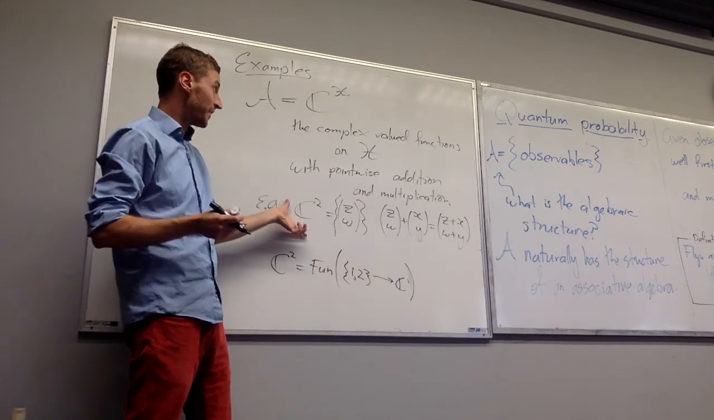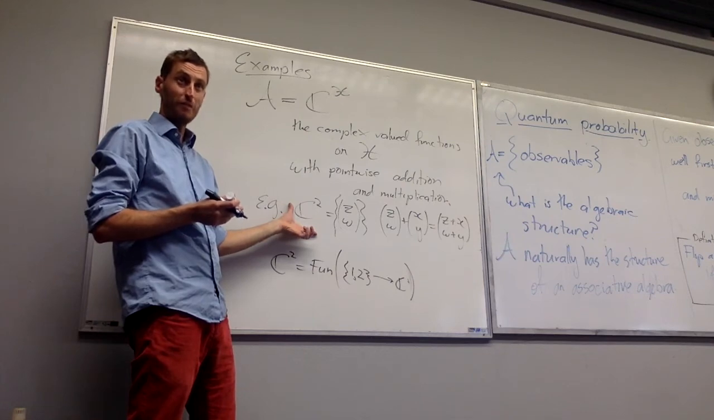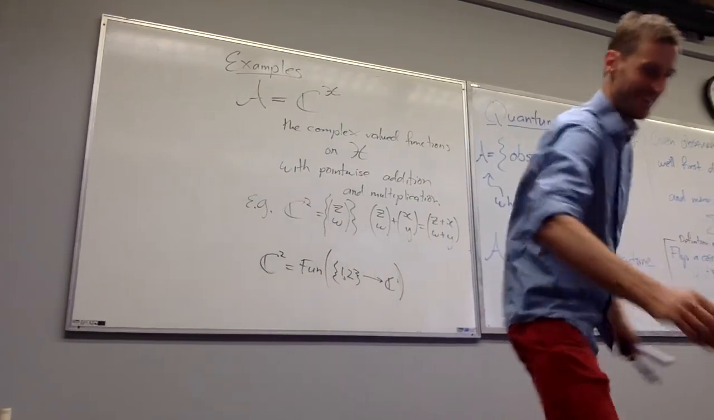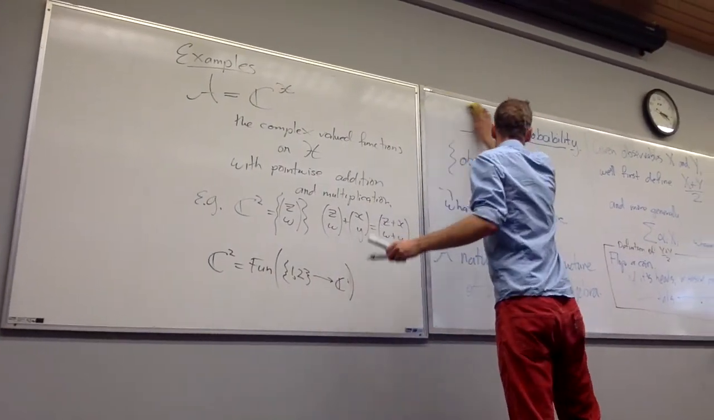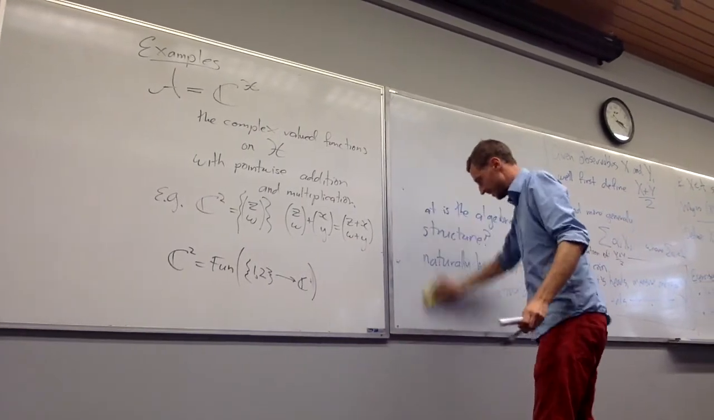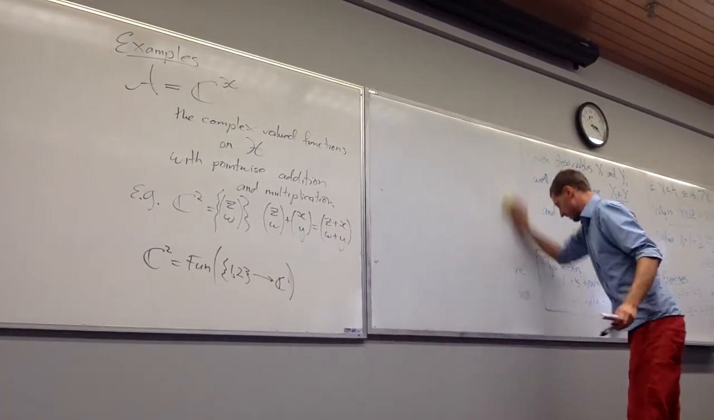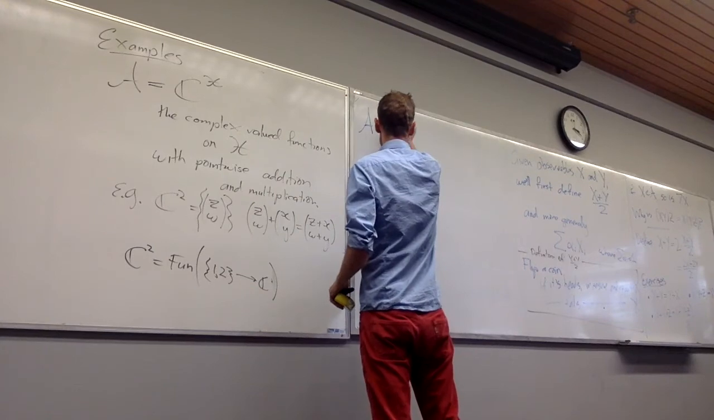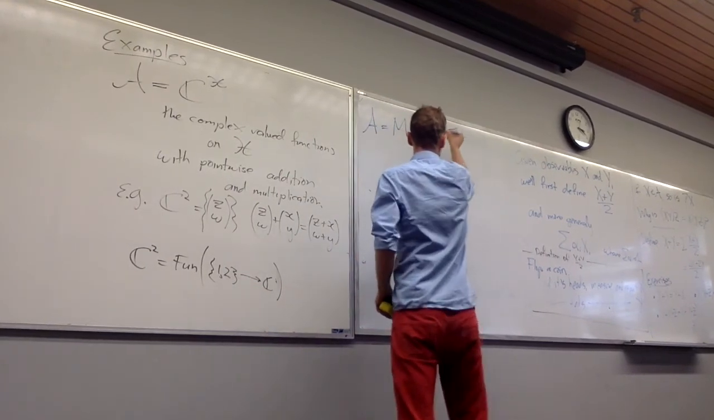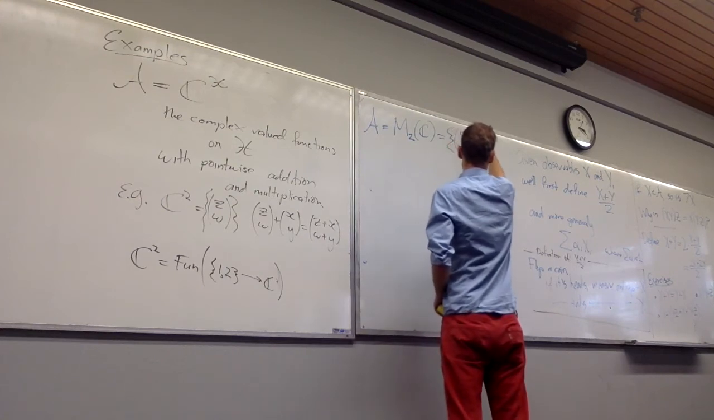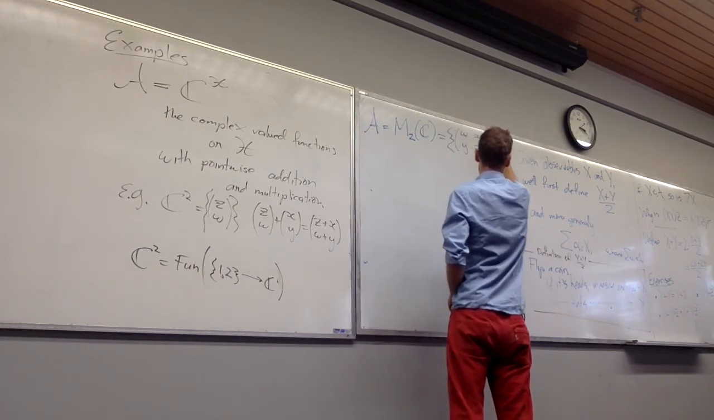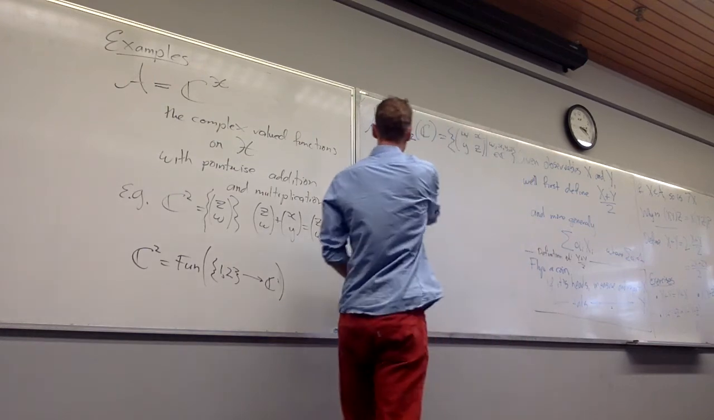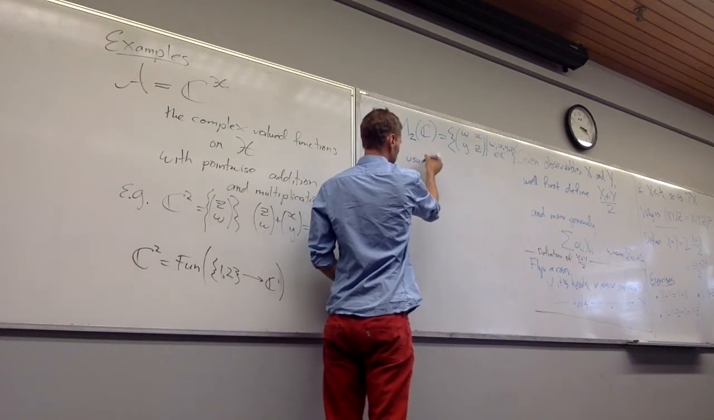Okay. And now, this is going to be the fundamental example of an algebra of observables that's going to give us classical probability in a few moments. And let's give one more example, which will be the fundamental example that gives us quantum probability. We could take instead A to be 2x2 complex matrices, with entries W, X, Y, Z complex numbers, with usual matrix addition and multiplication.